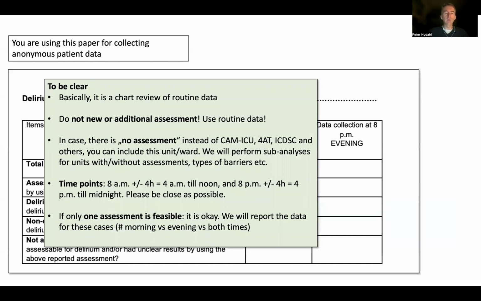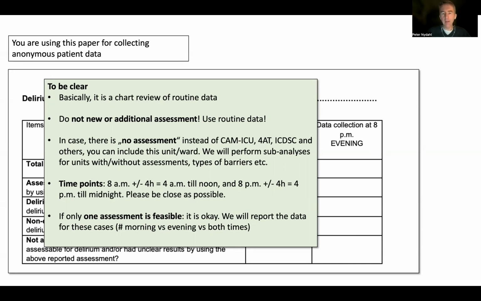To be clear, this is just a chart review of routine data. Do not perform any new or additional assessments. Use your routine data. In case there is no assessment, instead of CAM-ICU, 4AT, ICDSC, and others, you can include this unit or ward. We will perform sub-analysis for units with and without assessments, and will compare types of barriers. Are they different between those wards and ICUs and so on?